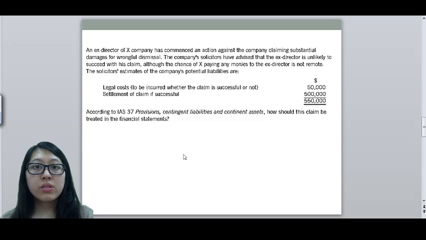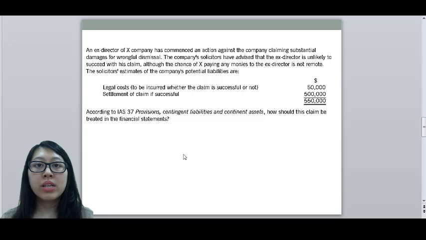So let's get into some question practice. An ex-director of X company has commenced an action against the company, claiming substantial damages for wrongful dismissal. The company's solicitors, in this case the lawyers, have advised that the ex-director is unlikely to succeed with his claim, although the chance of X paying any monies to the ex-director is not remote.